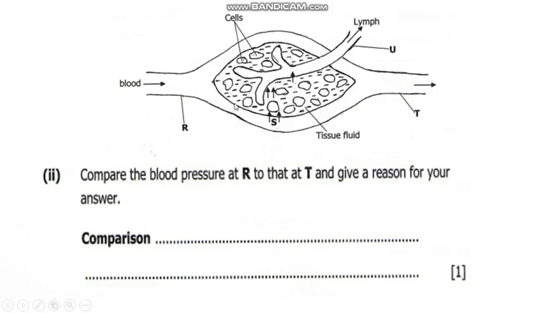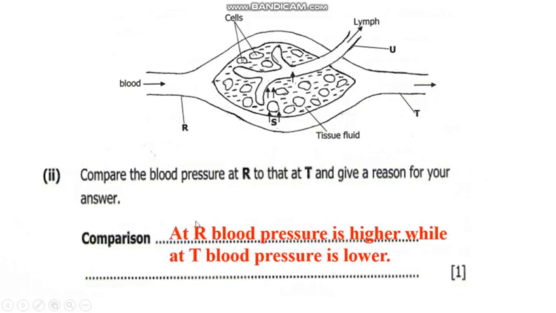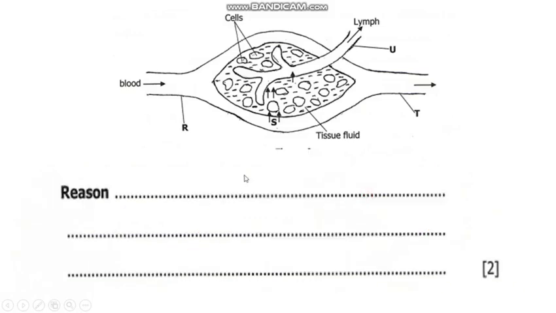So the comparison is that the blood pressure at R is very high, while the blood pressure at the venule is very low. That is the comparison. So we have said at R, the blood pressure is higher, while at T, the blood pressure is lower. We now give a reason. To give a reason there, why at R the blood pressure is higher and at T is lower, the reason is simple.